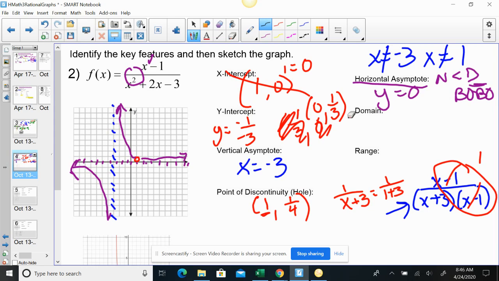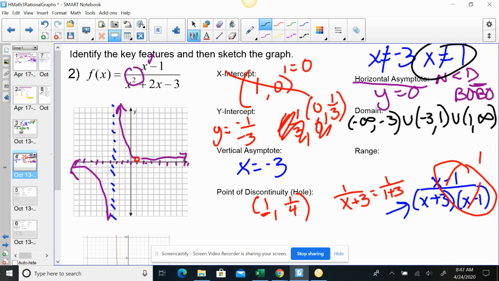So domain is your x, so make sure we go negative infinity. We want to skip over that negative 3. This one's kind of wonky because now we go negative 3 to my hole. Remember, x can't equal 1 either, so I need to skip over that. And then I'm going to go 1 to infinity. Your range is your y, so we just need to look at the y-axis. The only thing y can't be is that 0 value. So my range is negative infinity to 0, union 0 to infinity.